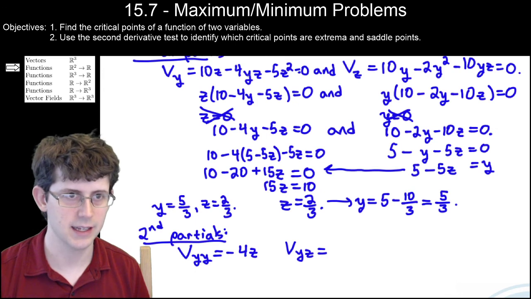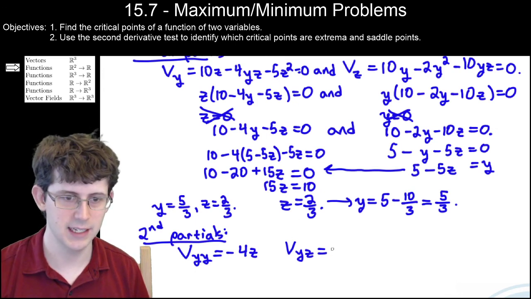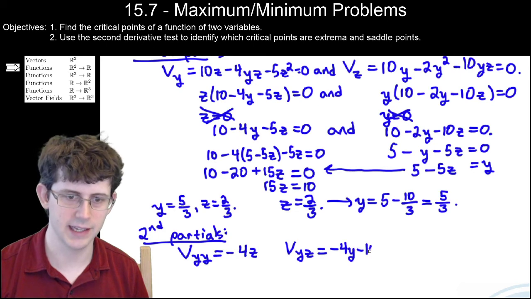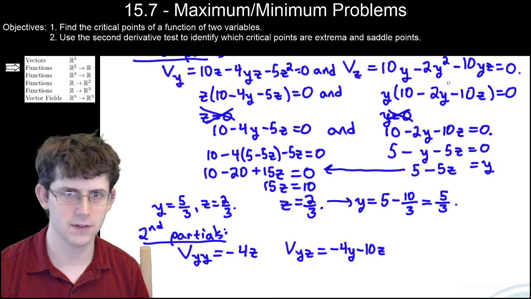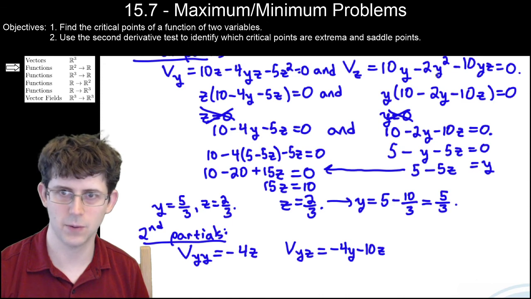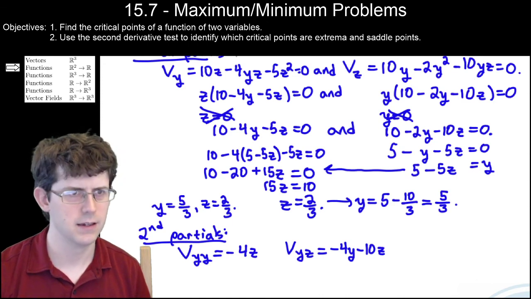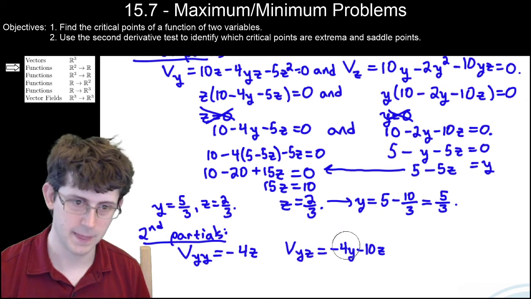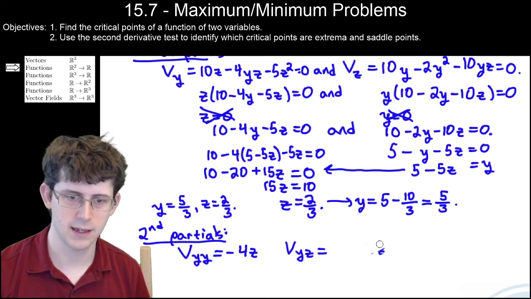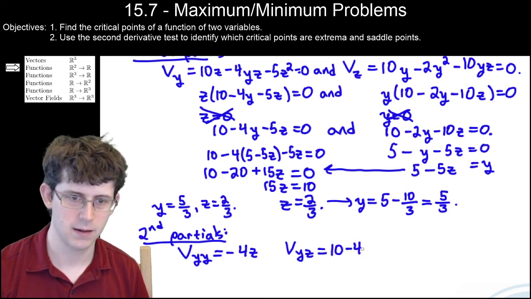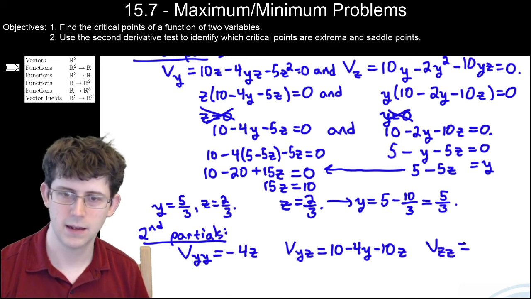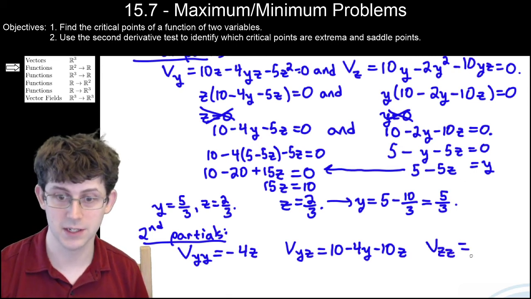vyz looks like minus 4y minus 10z when I calculate it using vy. Over here, when I take the y partial derivative, I get 10 minus 4y minus 10z. Should this one have a 10 also? Oh, it does. Okay. So vyz is actually 10 minus 4y minus 10z. And then vzz is the z partial derivative up here, which is minus 10y.